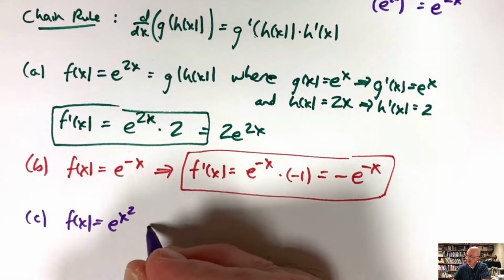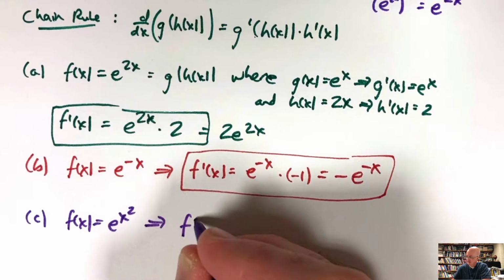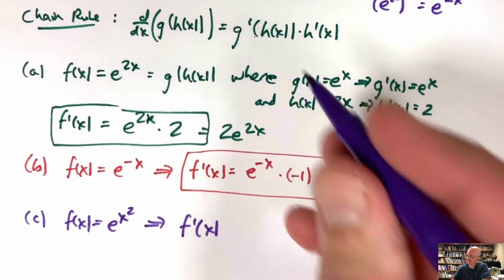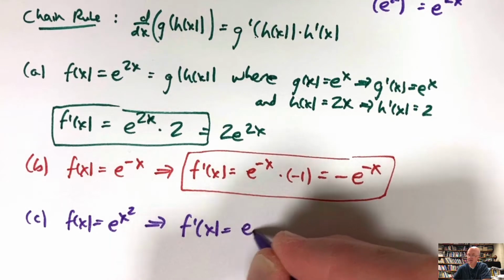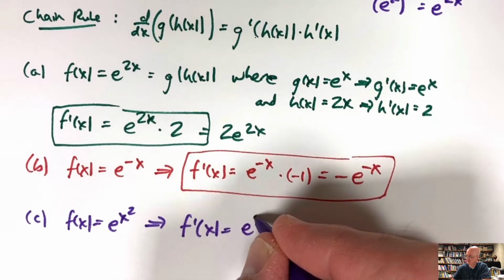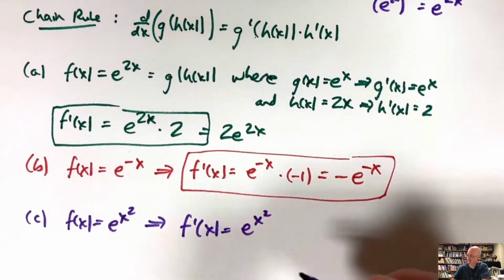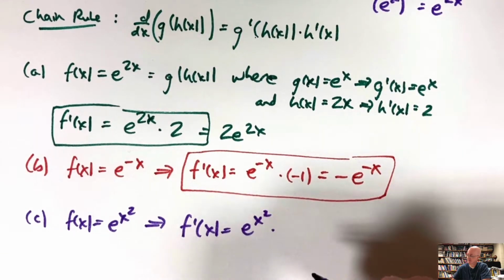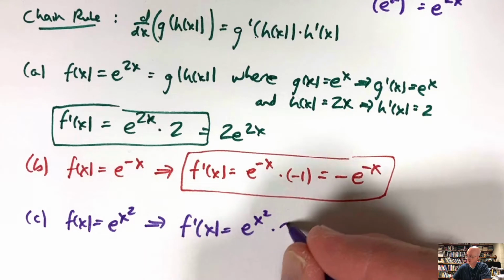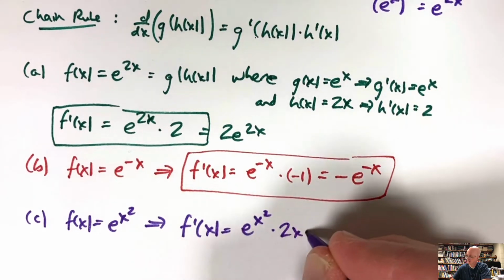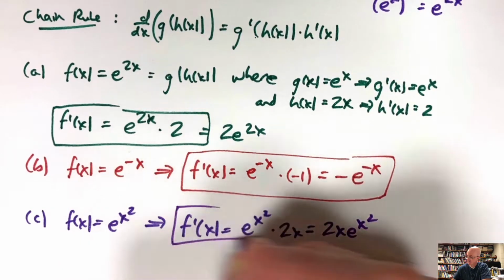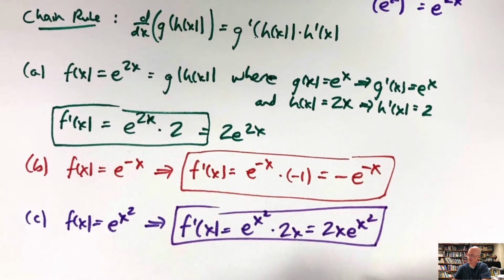The inside function here is x squared. The outside function is e to the x. Once again, I take the derivative of the outside function, e to the x, but then I plug in the inside function in place of x to get another x squared there. Then multiply times the derivative of the inside function. The derivative of x squared is 2x. There's the answer. More typically, you'd put the 2x in front and write it like that. That is the derivative of e to the x squared.